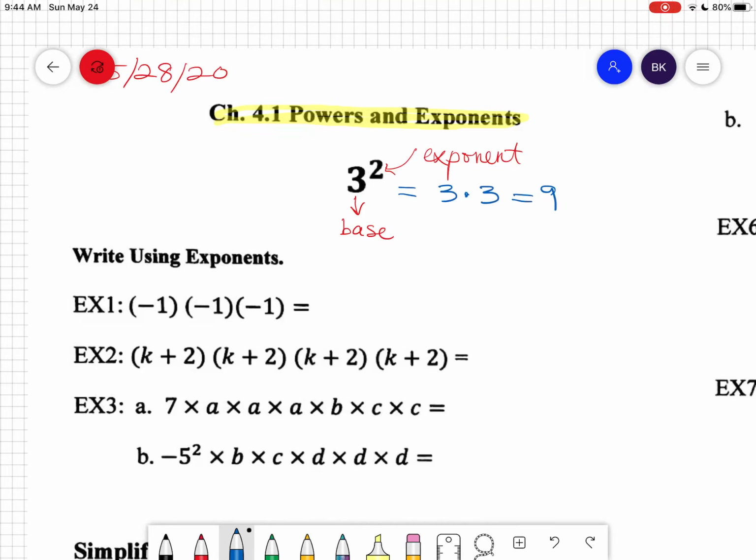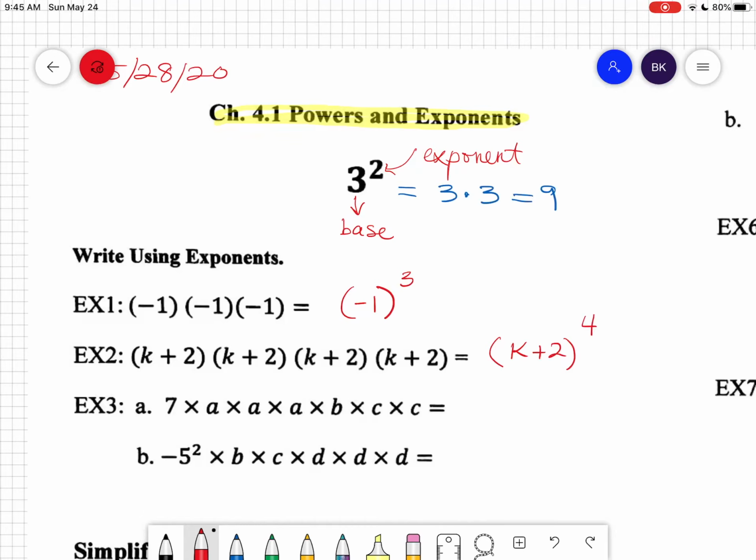So the first set of examples is dealing with writing your expressions using exponents. So remember, we need a base, and then we need to figure out what the exponent is. So I see the number that is multiplied by itself 3 times, and that is -1. So my base is -1, and I see it multiplied repeatedly 3 times. So it's -1 to the third power. Example number 2, k plus 2, I see it's repeatedly multiplied. So k plus 2 is my base, and I see it multiplied by itself 4 times.